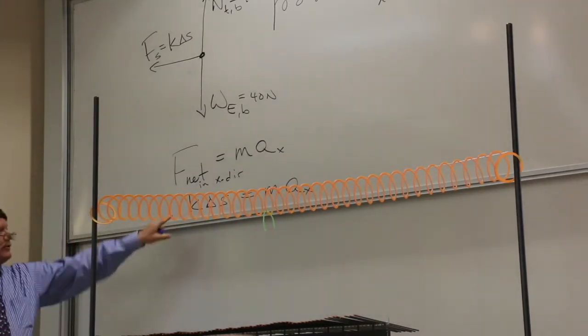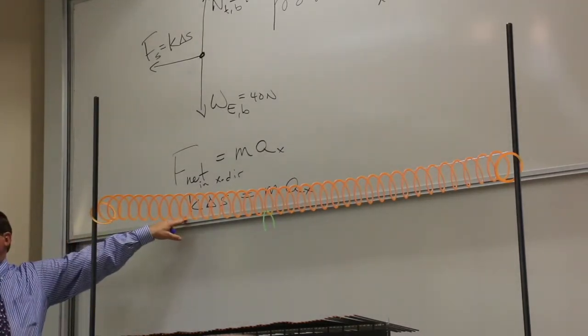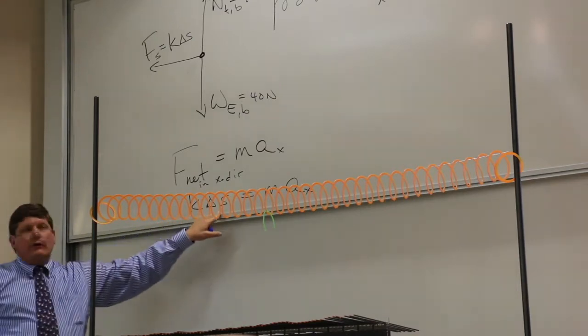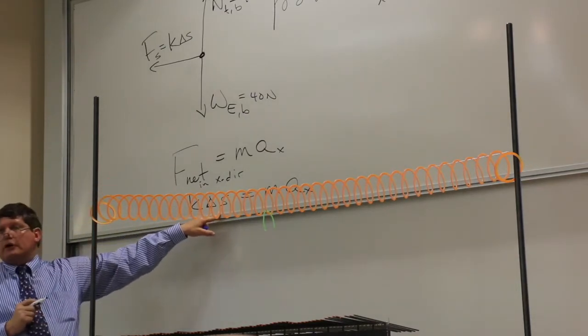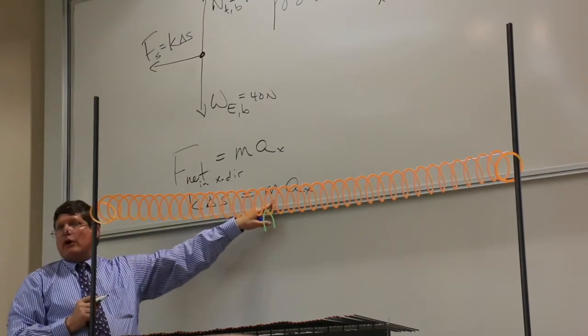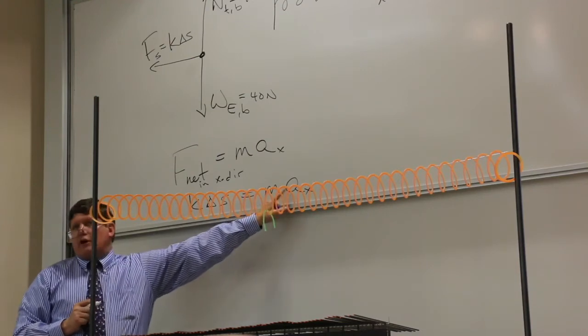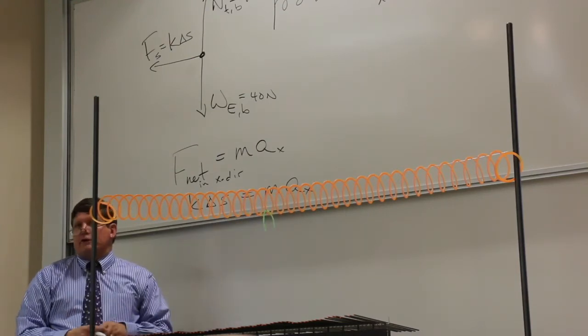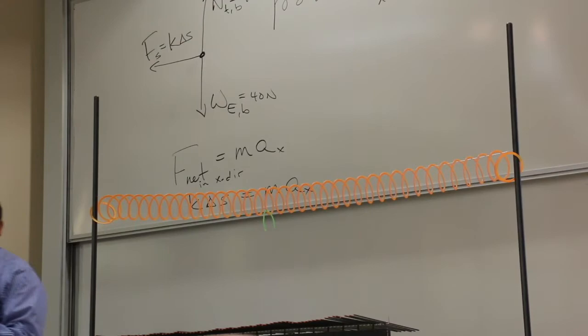And so I know that K is 100 newtons for each meter. I know that delta S, where I'm looking at it, is 12 centimeters, or 0.12 meters. And I know the mass is 4 kilograms. So I can solve for a, and I get 3 meters per second every second.